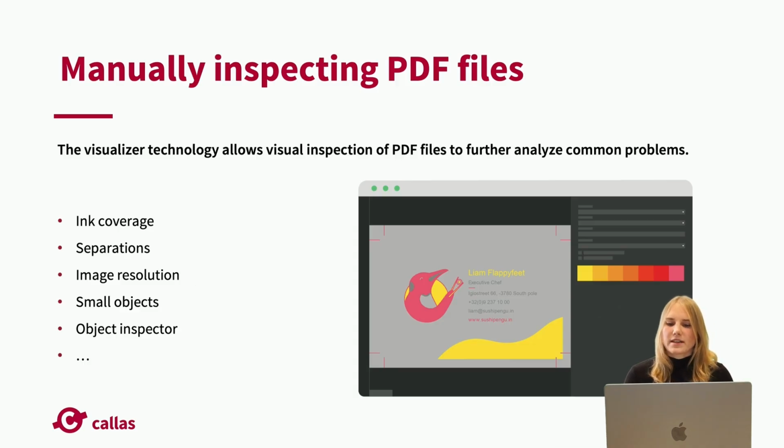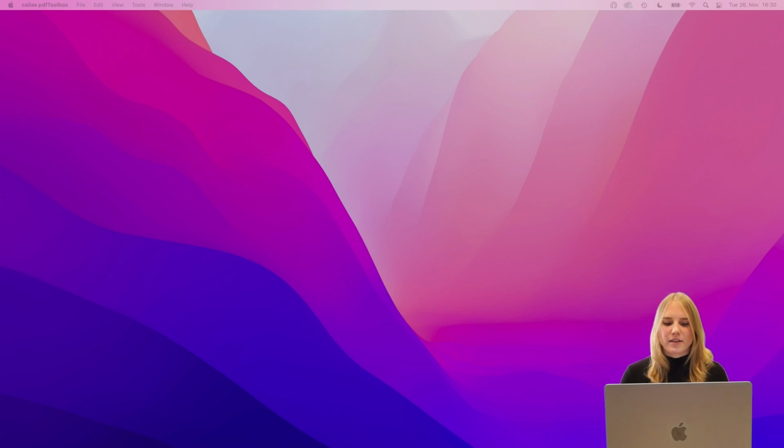And pdfToolbox Desktop has a so-called visualizer technology that allows you to visually inspect a PDF file. It gives you a detailed view of the PDF file, and you have different modes available that help you to really figure out where in your PDF you have an error and why the PDF file failed your quality control. So let me just show you where you can find the visualizer technology inside of pdfToolbox.